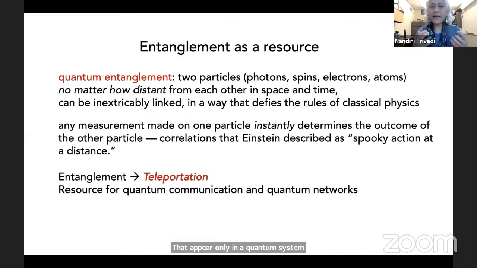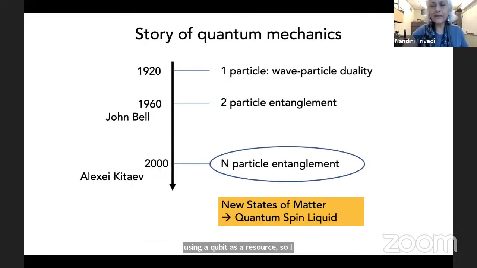And this aspect of entanglement is now driving quantum communication and quantum networks through something called teleportation, where you can transmit information over classical networks using a qubit as a resource. So I won't go into this in more detail. I want to ask the next level of question. What can we learn from n particle entanglement? And how do you get n particles?